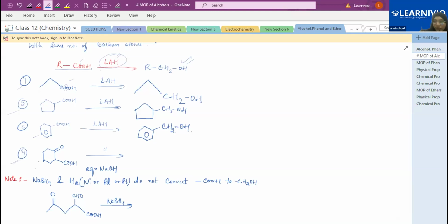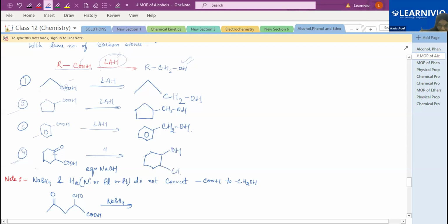There are two groups, and you are using lithium aluminum hydride, which is a strong reducing agent. So it will reduce both the groups. This is your ketone, so the ketone will be reduced to alcohol, right? OH. And again the COOH group will be reduced to CH2OH, again an alcohol. So you have to reduce both the groups. This will be OH in the place of the ketone O, and in the place of COOH it will be reduced to CH2OH. This is your product.